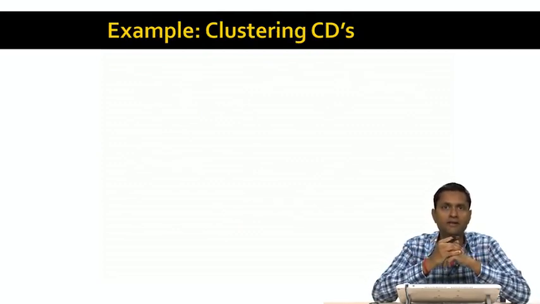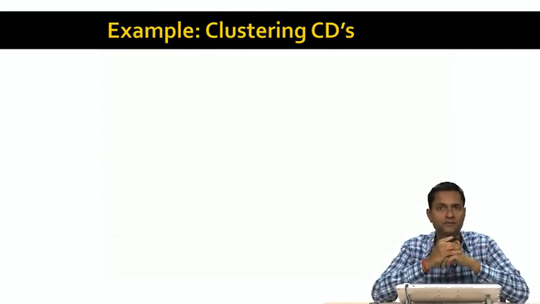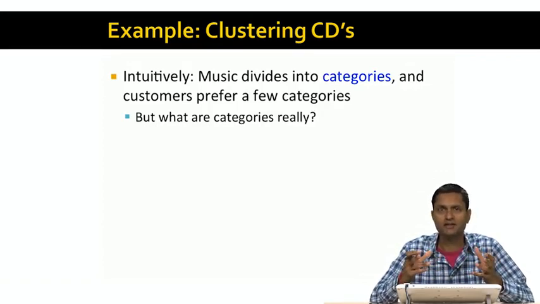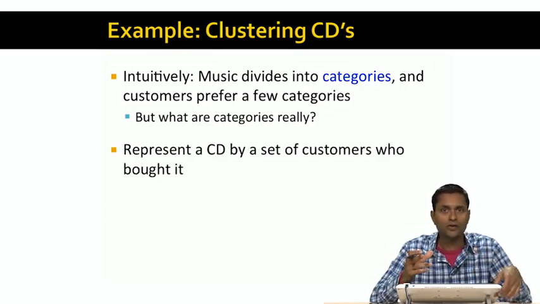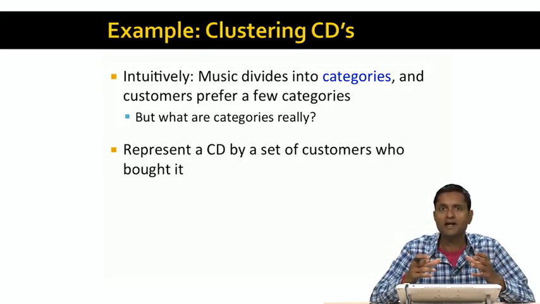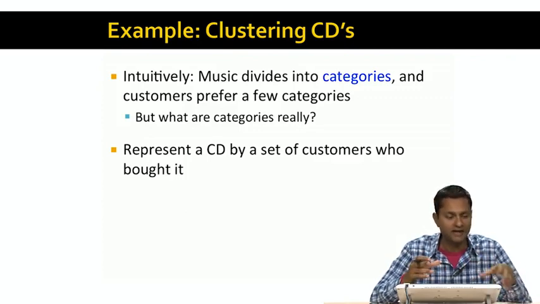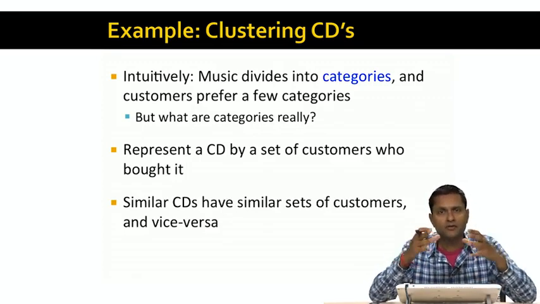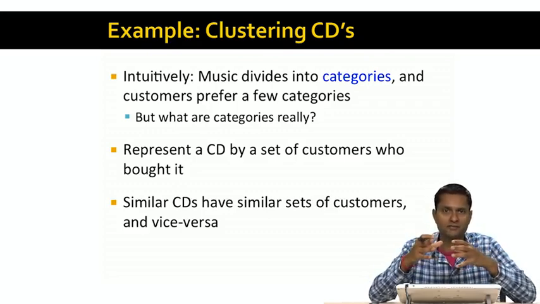As a second example, let's look at clustering CDs. Now, intuitively, music divides into categories, and customers prefer a few categories or genres of music. But what are categories really? We'd like to represent a CD by a set of customers who bought it. And we'd like to say that similar CDs have similar sets of customers. And CDs naturally group or cluster together based on the customers they have.